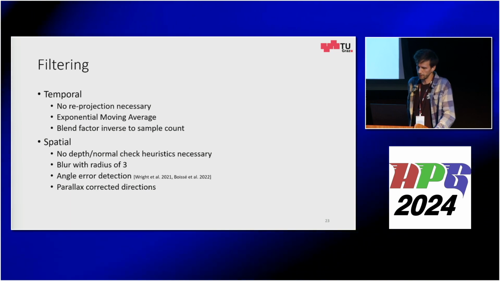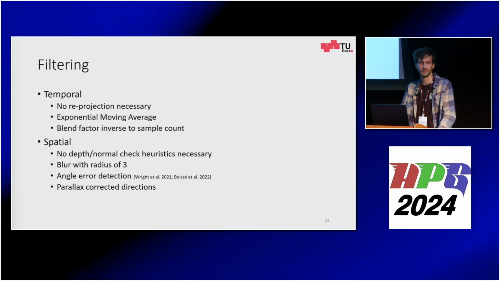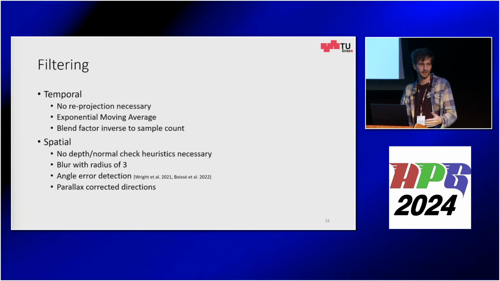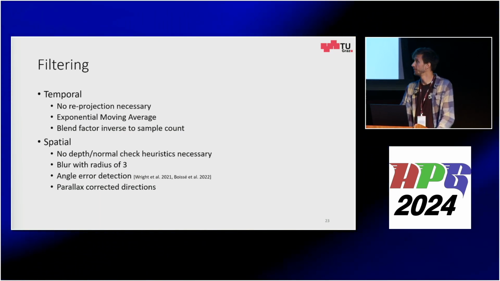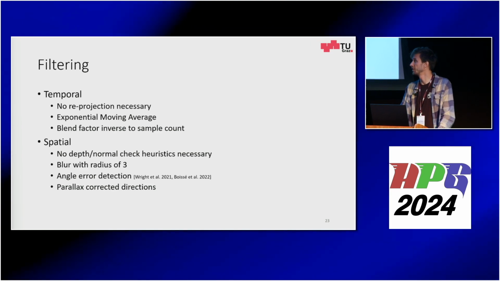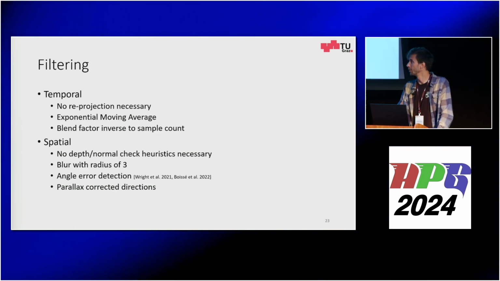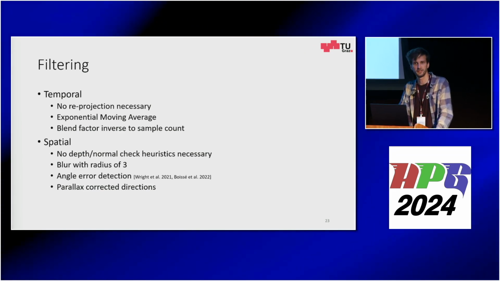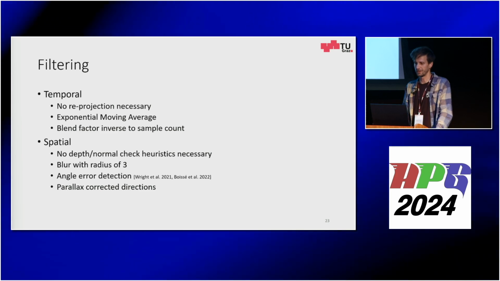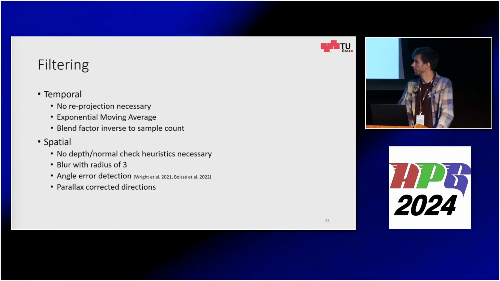For filtering, texture space is straightforward. For temporal filtering, you have no reprojection, because the caches are stored on the surface and independent from the view. We use an exponential moving average, and the blend factor is inverse to the sample count. For spatial filtering, again, there are no depth or normal check heuristics necessary, because the texels are guaranteed to be on the same surface. There we apply a blur with a radius of 3.